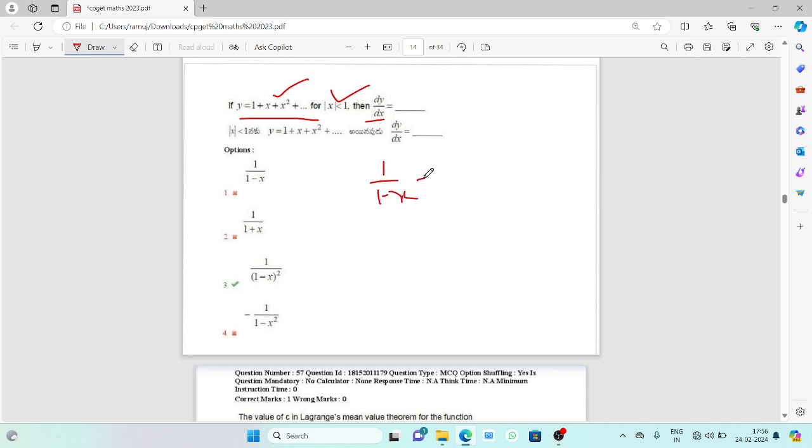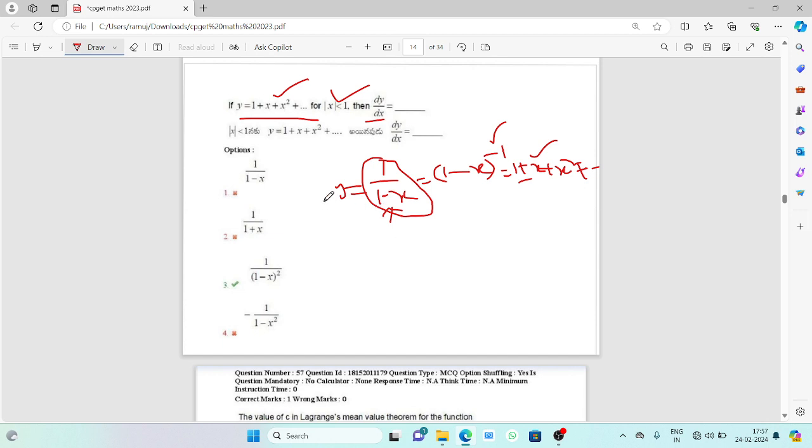So if you write 1 minus x inverse, this will give you the value 1 plus x plus x square. It is similar to our given series. So the function value y is equal to 1 by 1 minus x. If you write the binomial expansion this way, we will get the given series. So here the y value is 1 by 1 minus x.